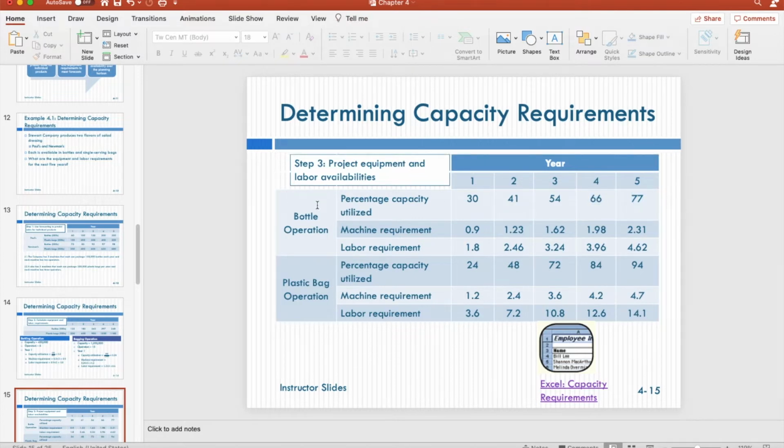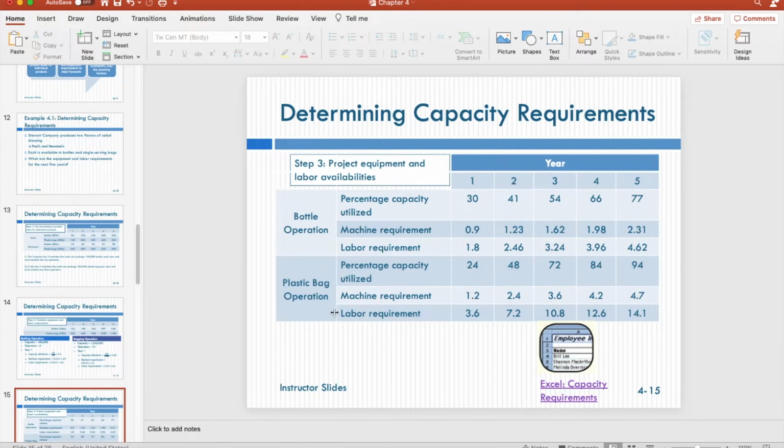And this is for the bottle operation. For machine requirement, it shows how many machines we are effectively using, which are 0.9, 1.23. You see this whole pattern. In this specific example, the number of machines effectively used gets higher and higher from year 1 to year 5. And for the labor requirement, this amount is also becoming higher and higher, which indicates that they are effectively using more and more labor in the whole procedure. So this is the capacity requirement related to the bottle operation.